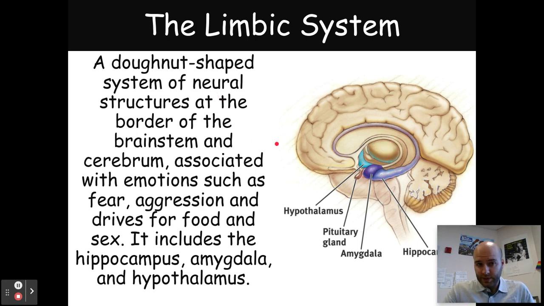It's a donut-shaped system of neural structures at the border of the brainstem and the cerebrum, which is this upper area of your brain. It's associated with emotions like fear, aggression, drives for food, sex. It includes the hippocampus, amygdala, and hypothalamus. We'll talk about each one individually. So it regulates a lot of our emotions.